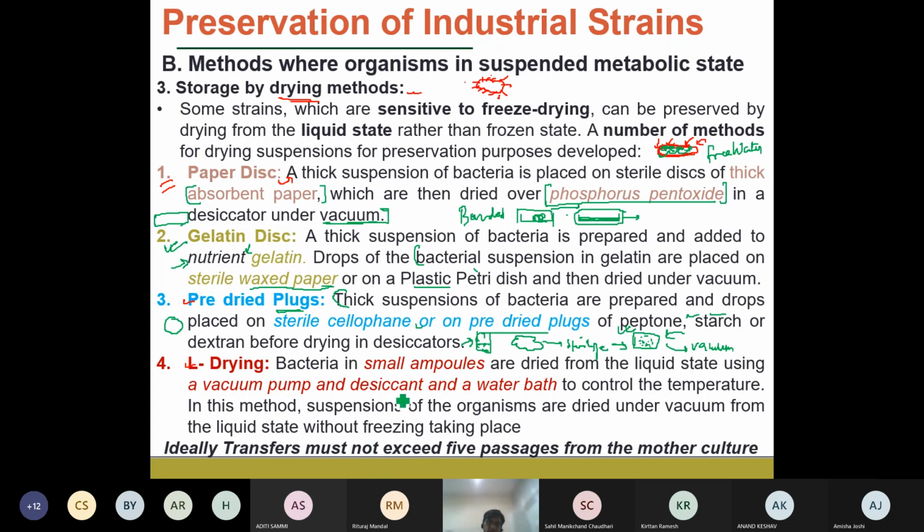So, it is used, for example, for the microorganisms which are very fragile, and it's very difficult to work with them. So in this case, what is there? Bacteria in the ampules are dried from the liquid state using a vacuum and desiccant and a water bath to control the temperature. So it is a very simple technique.